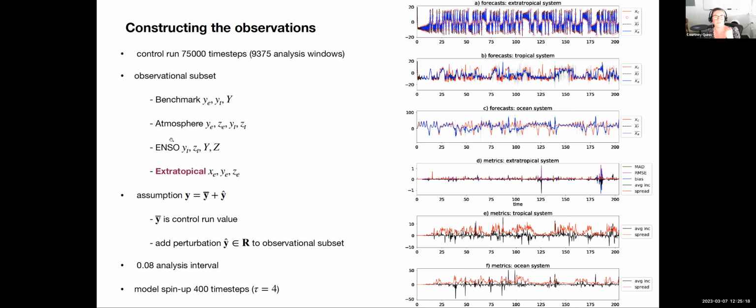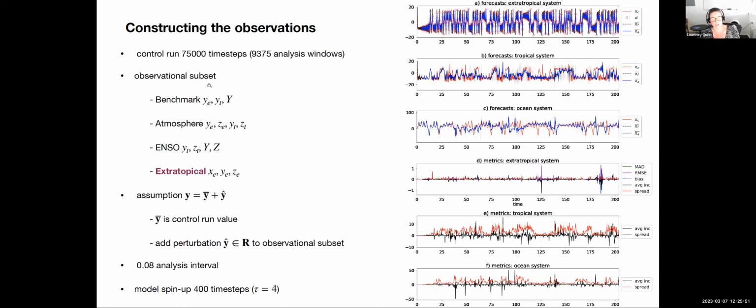We've done a few different examples here. One is the benchmark, where we take one variable from each subdomain. Then we have our atmospheric one, where we only take a few observations from our atmospheric subsystems. And then we have what we call the ENSO observations, where we're looking at the tropical atmosphere and tropical ocean. And then we look at just our extratropical attractor. That's in purple because those are the results that I've shown on the side.